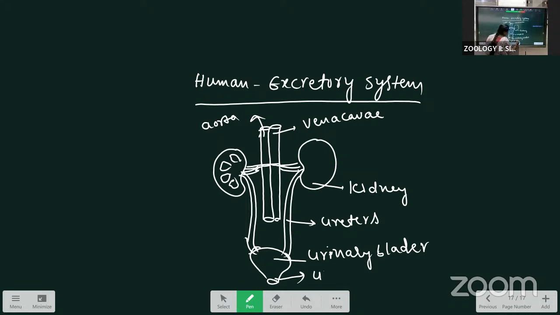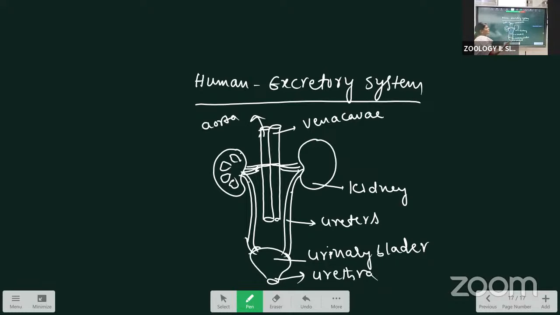That opens into the urethra. Here, in the excretory system, one pair of kidneys is present. The kidneys open into tube-like structures, white tube-like structures, called ureters. The ureters open into a bag-like structure called the urinary bladder, which opens out by the urethra.